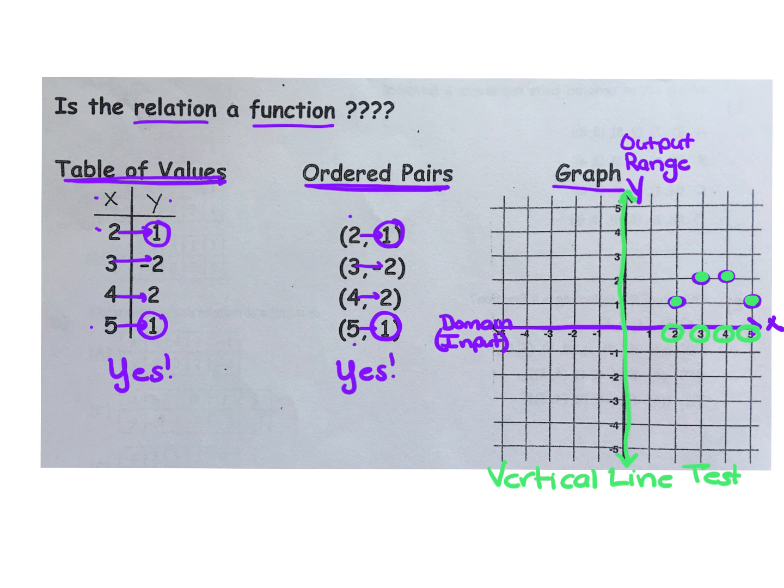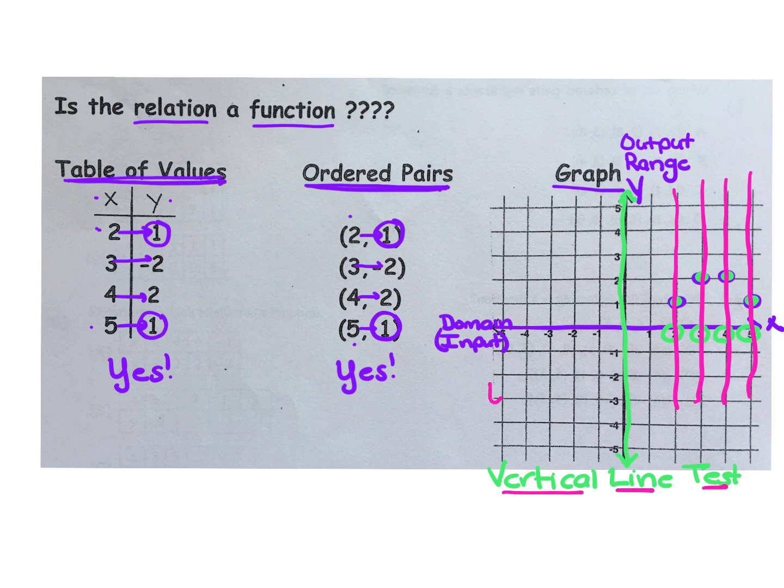There's an easy test you can run to determine if points on a coordinate plane represent a function. It's called the vertical line test. If you drop a vertical line anywhere through these points, you will see that the vertical line strikes 1 point and 1 point only, which means each input value has exactly one output value.